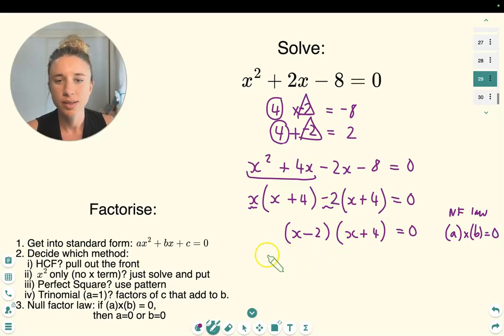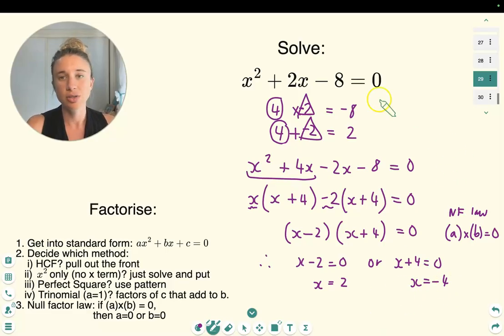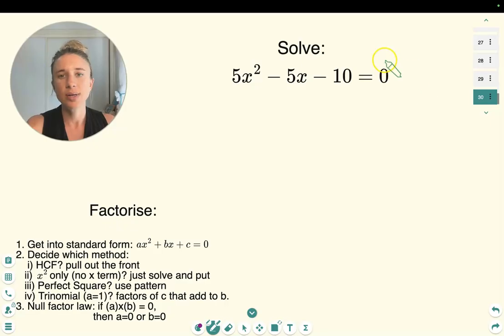So therefore, x take 2 equals 0, or x plus 4 equals 0. X equals positive 2, or x equals negative 4. Those are our solutions to this trinomial. And last question. It's a little bit of a combination of a couple of methods here.